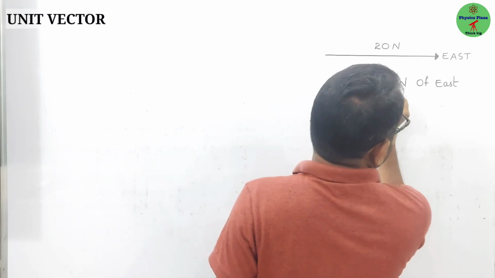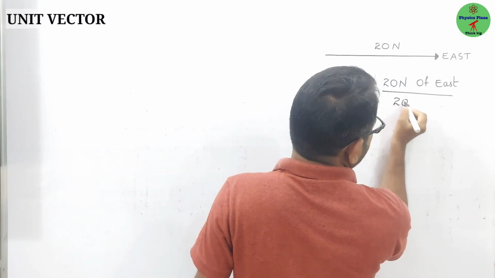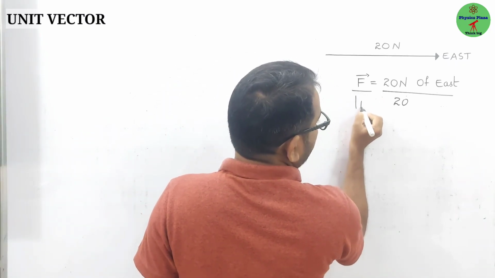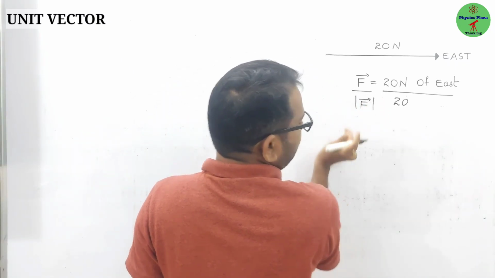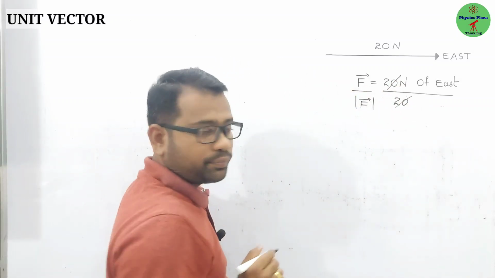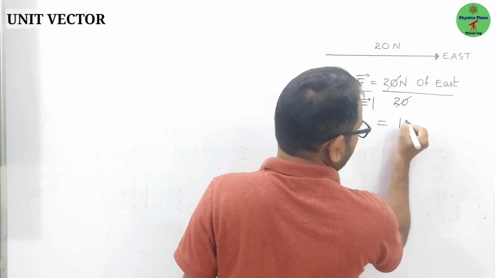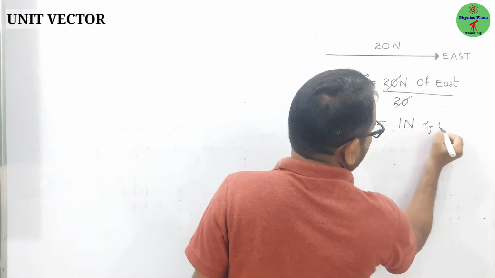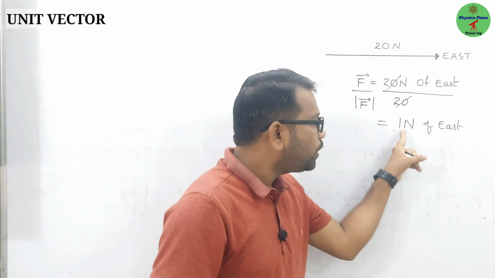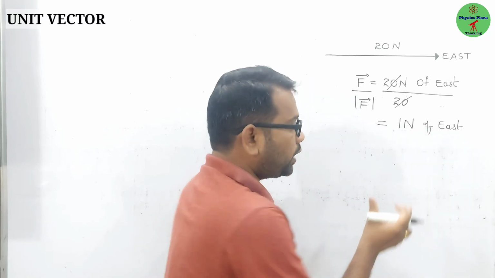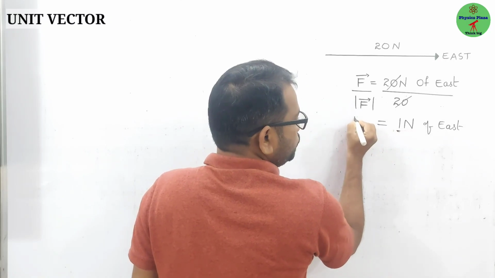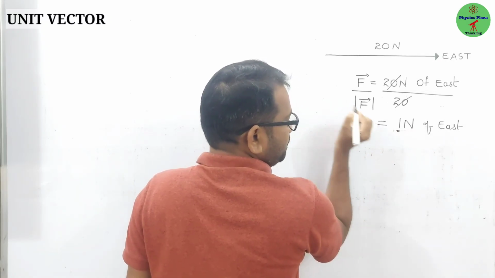I should divide by 20, right? Yes or no? I must divide by 20. Here I am dividing the vector by its own magnitude. Then 20 cancels. Then what do we get here? We get 1 Newton force towards east. Children, how much force? 1 Newton acting towards east. What is the magnitude of this vector, children? 1. So this vector we can call the unit vector. The representation will be F cap.